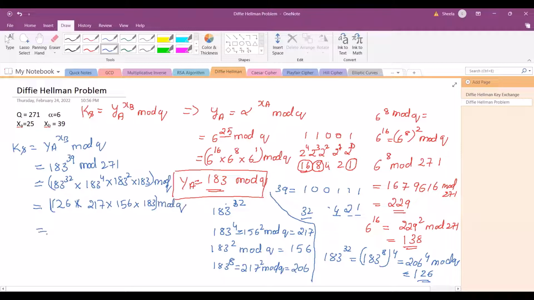So what are we going to get? When we multiply all these values in the calculator, we get the value 780559416 mod q, which is equal to 13. So now the session key Ks is equal to 13. Okay, this is how we can calculate the Diffie-Hellman key exchange to share the session key.